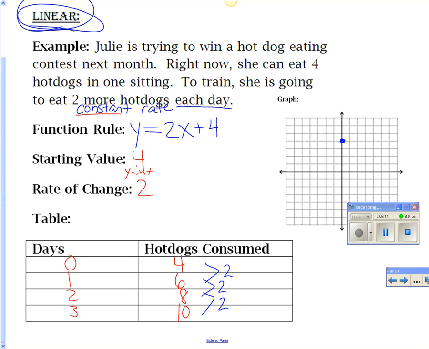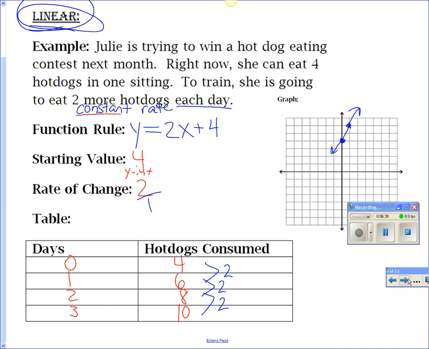So I'm putting a point at 4. And then I'm doing what? Up to and over 1. Very good. You can put a 1 underneath it. Up to and over 1. And it makes a straight line because it's linear. Okay? All right. Do we understand that example? Okay. Any questions on that one?